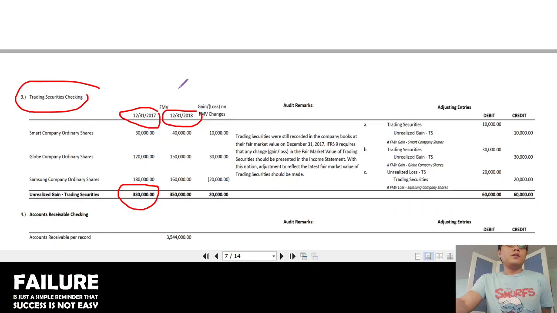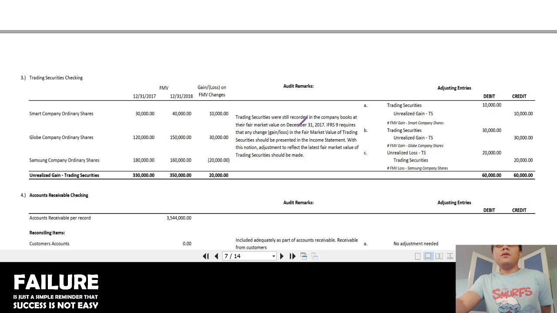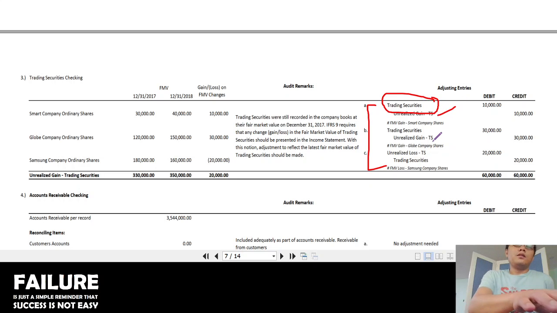So, the point is, the trading security should be presented at 350,000. Pero, the unadjusted trial balance presented it at 330. So, there was a misstatement. No? So, how will we adjust that? Concept of recording investment in trading securities, financial asset at fair market value, di ba? Debit, trading securities, credit, unrealized gain.